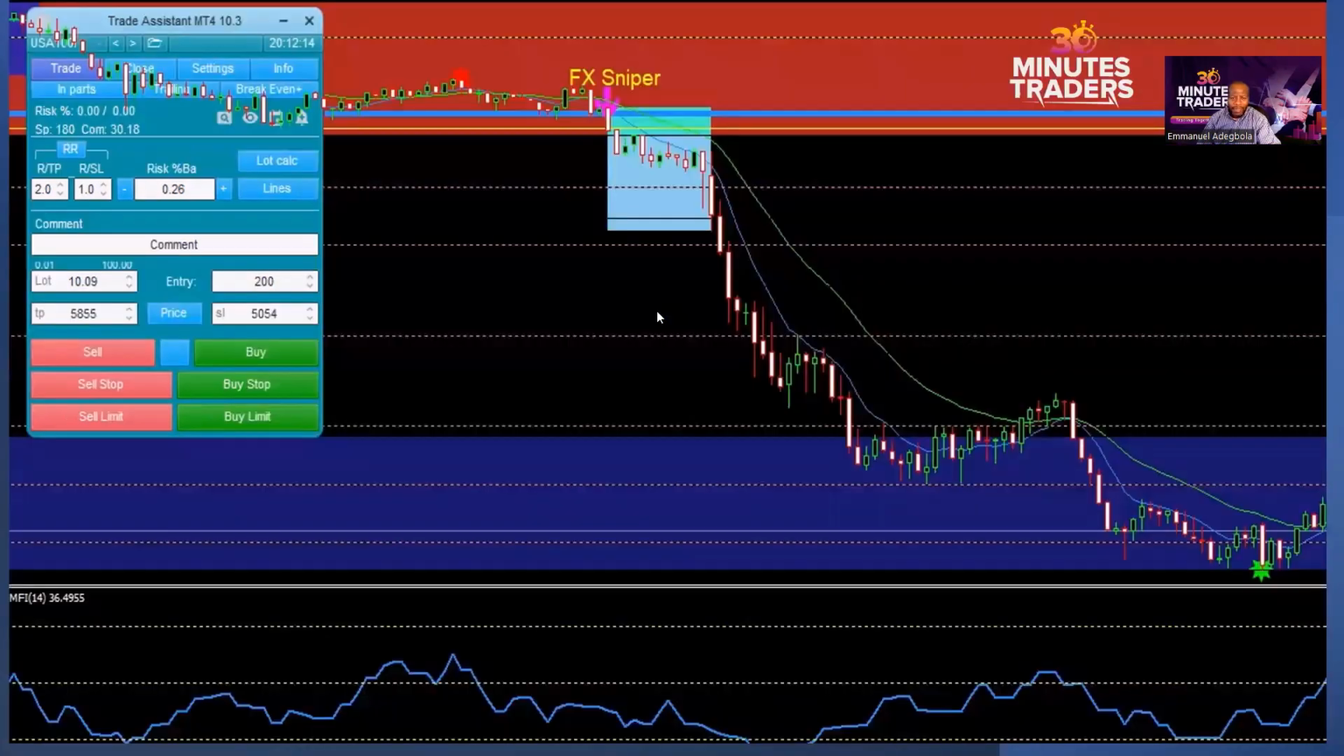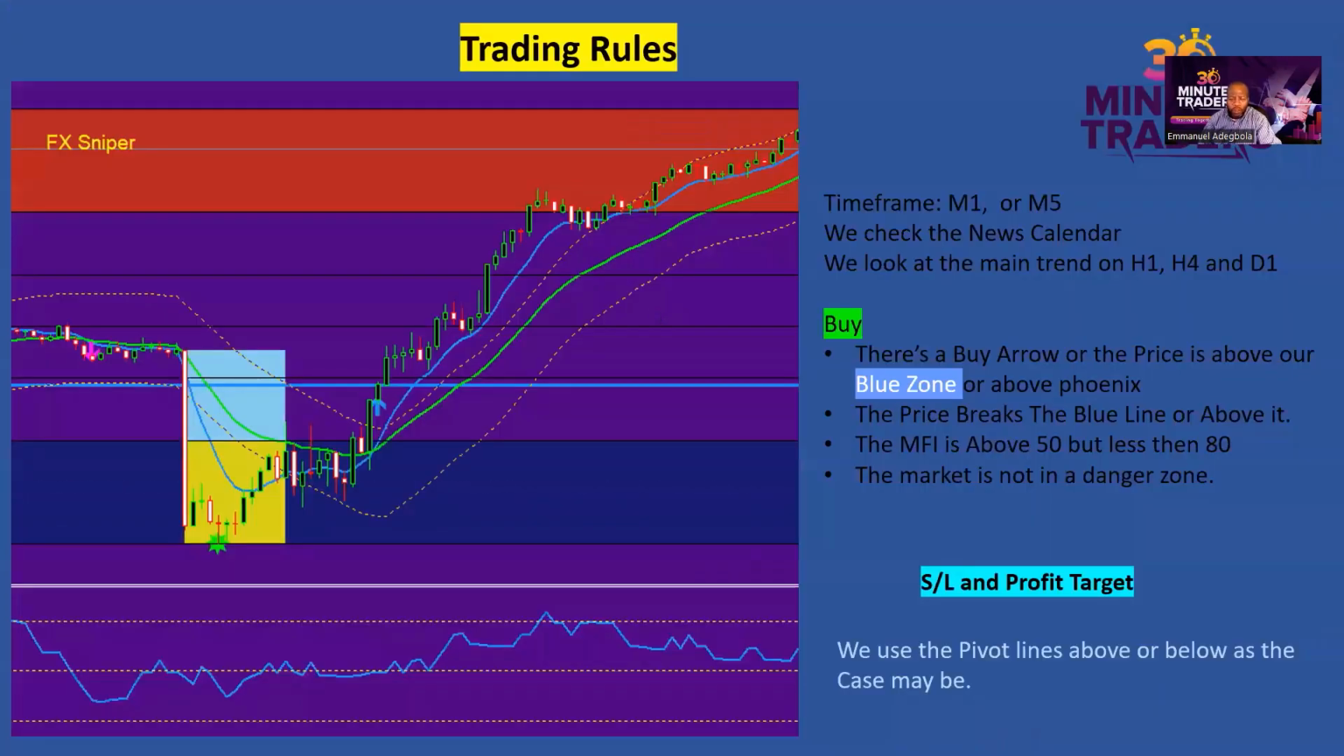So yours might look like this. It might also look like this. Now, we trade based on our rules. We have what we call the blue zone. The blue zone is right here, this daily pivot point. When the market is above it, we look for opportunity to buy. When the market is below it, we look for opportunity to sell. And when the market is distant from it, we look for opportunity to trade a pullback. So, just for us to know that.